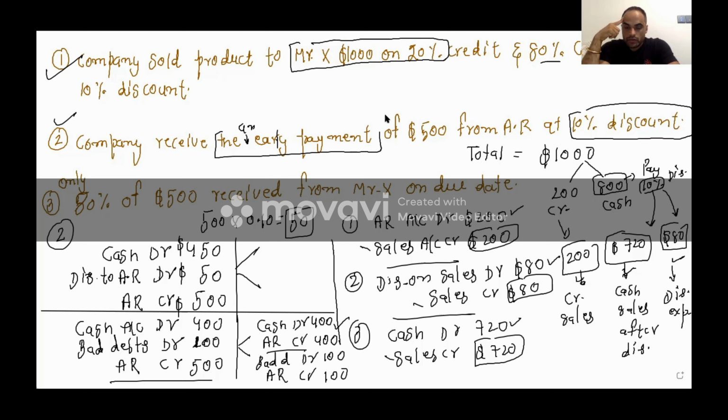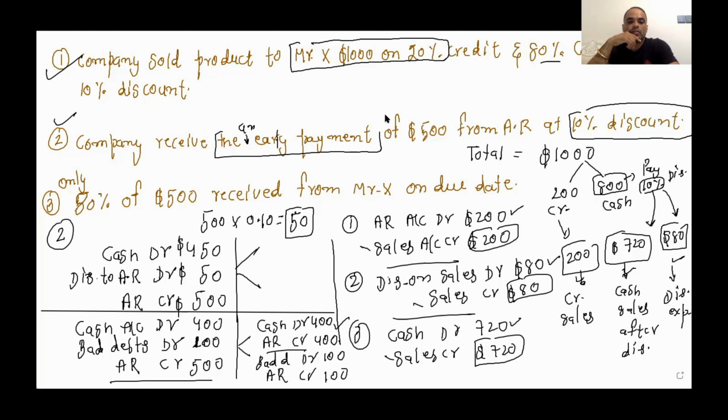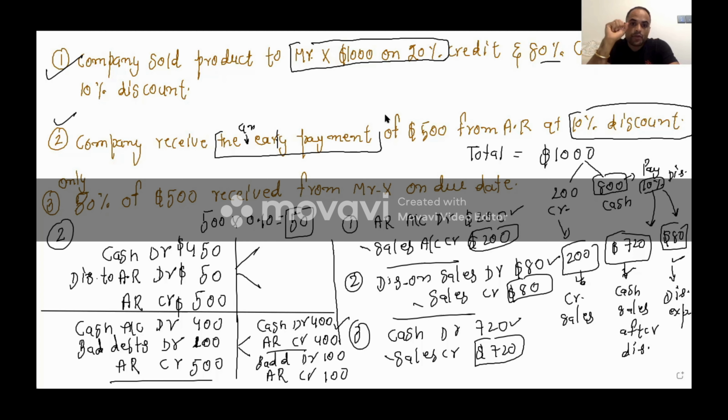Can you explain again about number 3? Okay. It says that only 80% of $500 is received from Mr. X on due date. Due date means the time to receive money from Mr. X. So it's time to receive money, but Mr. X is only giving us 80%. 80% means out of 500, we are receiving only 400.